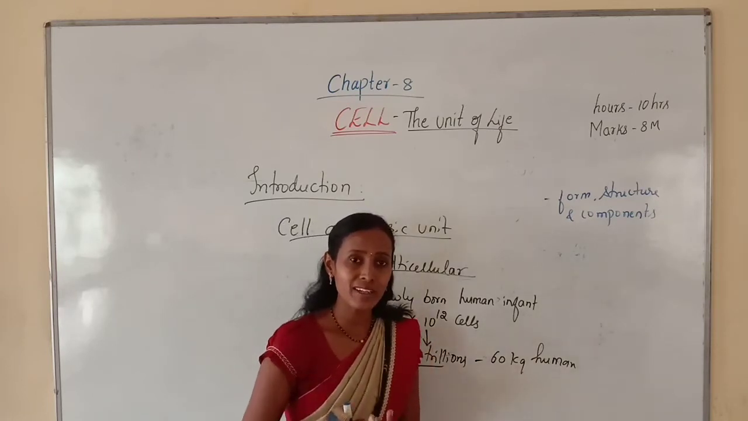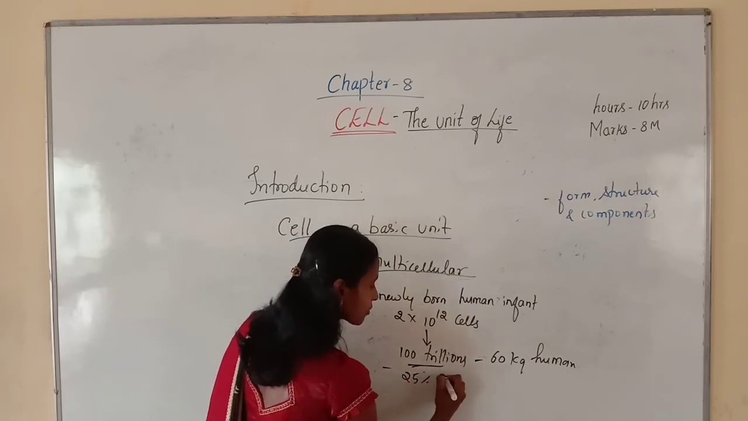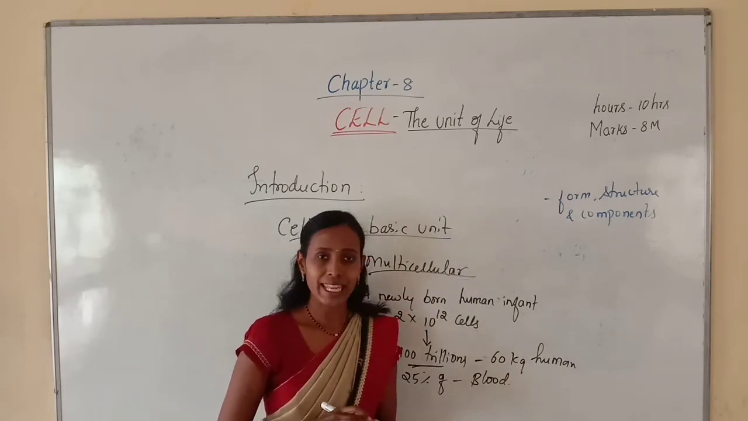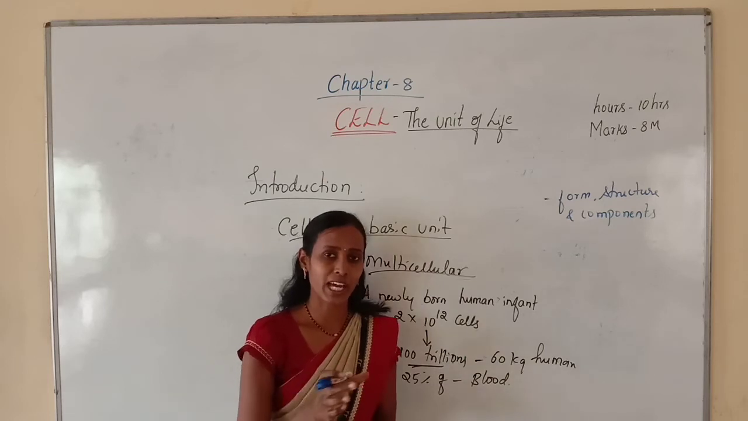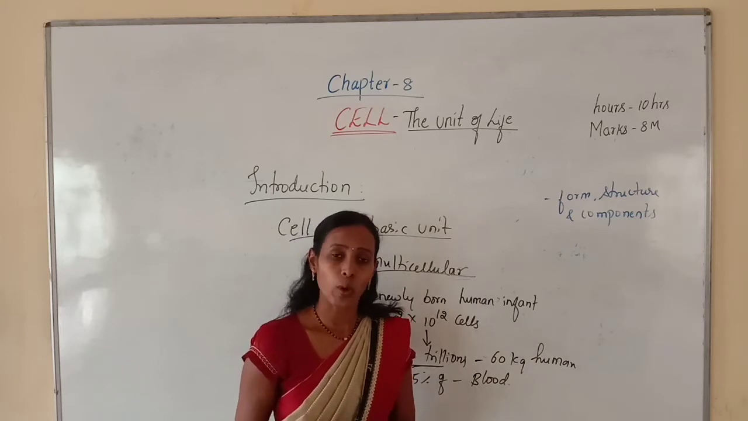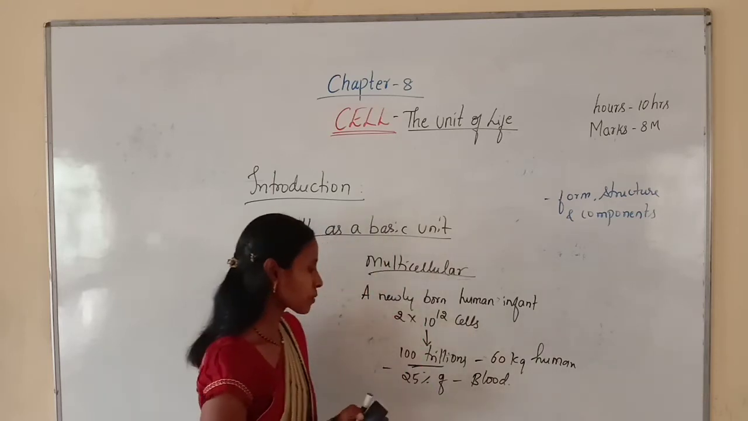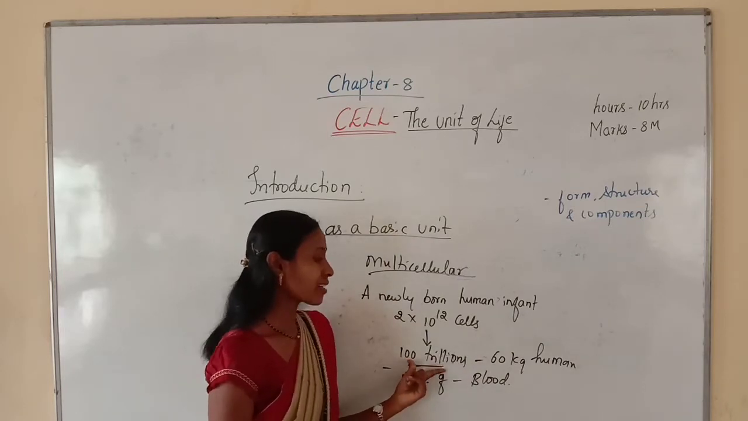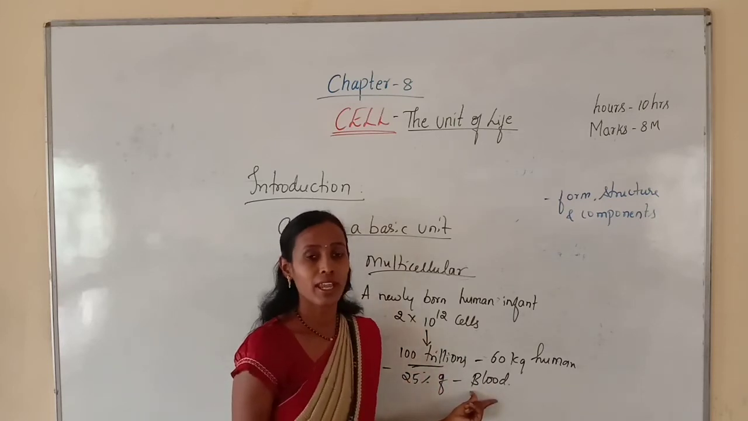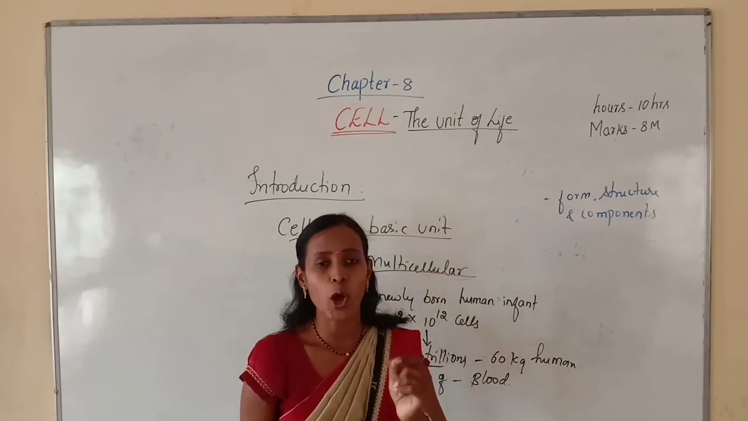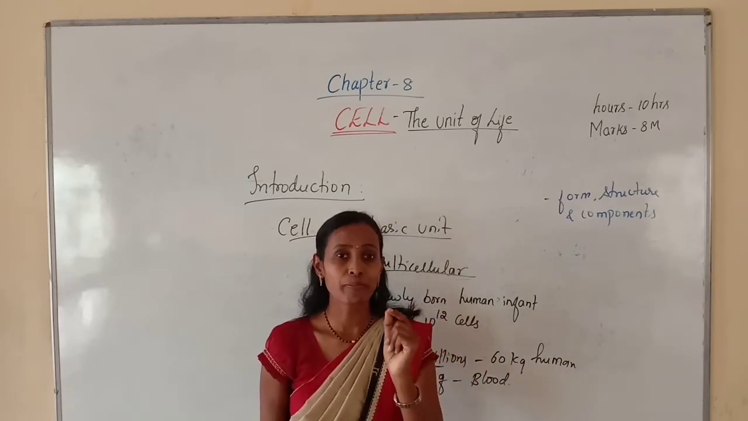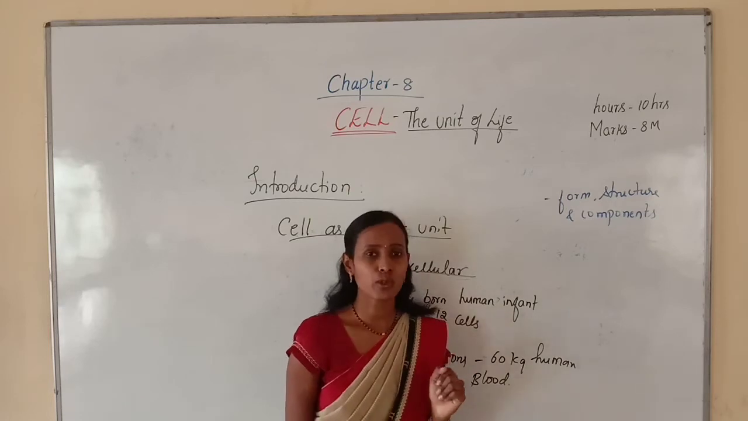Out of this 100 trillion, 25% are present in blood. In blood we have different types of cells like red blood cells and white blood cells. Actually they are called corpuscles. We will come to know why they are called corpuscles. So red blood corpuscles, white blood corpuscles, and platelets are different types of cells we will be studying. A single drop of blood contains several millions of cells.